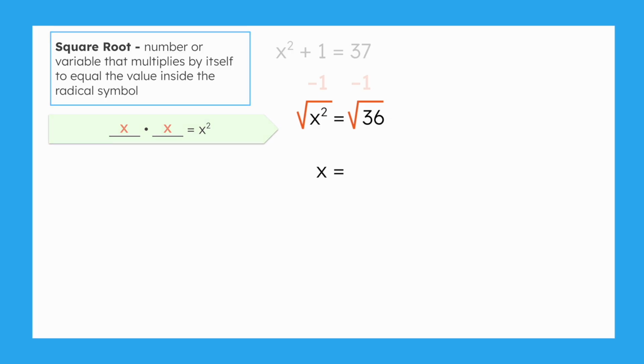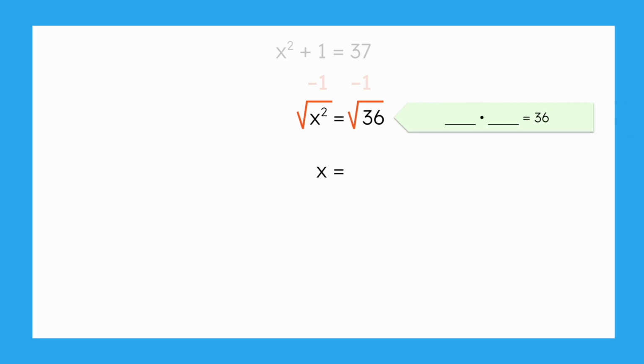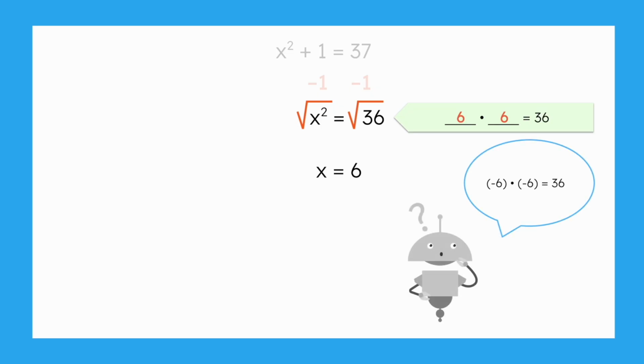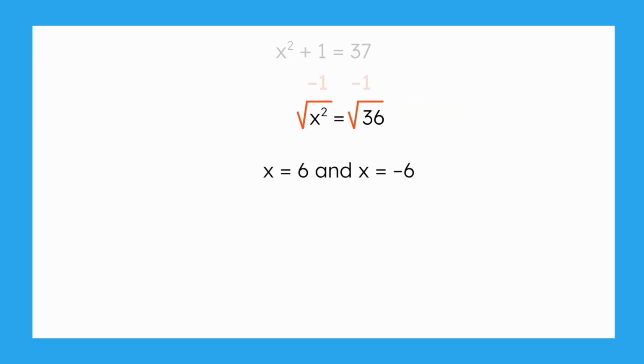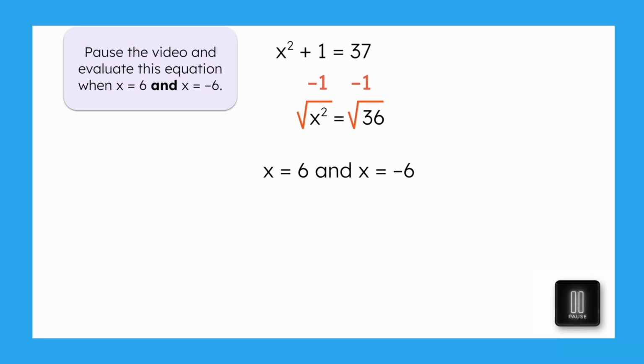And what is the square root of 36? Or what number times itself is equal to 36? Yes, 6 times 6 is equal to 36. But wait, doesn't negative 6 times negative 6 also equal 36? Interesting. Maybe we should check both of these answers to see if they make our original equation true. Pause the video now and evaluate this equation when x equals 6 and x equals negative 6.